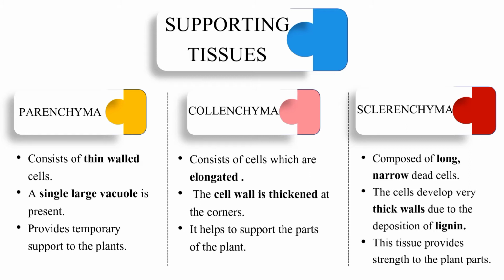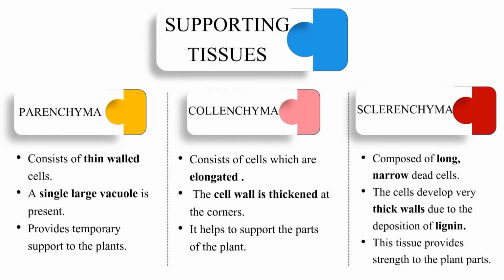The parenchyma consists of large thin-walled cells having a single vacuole. It provides temporary support to the plants. The parenchymatous cells in the leaves are known as chlorenchyma, which consists of chloroplasts and help in photosynthesis. The next one is the collenchyma. The collenchyma is made up of elongated cells. Their cell walls are thickened at the corners. The collenchyma supports the plant parts.